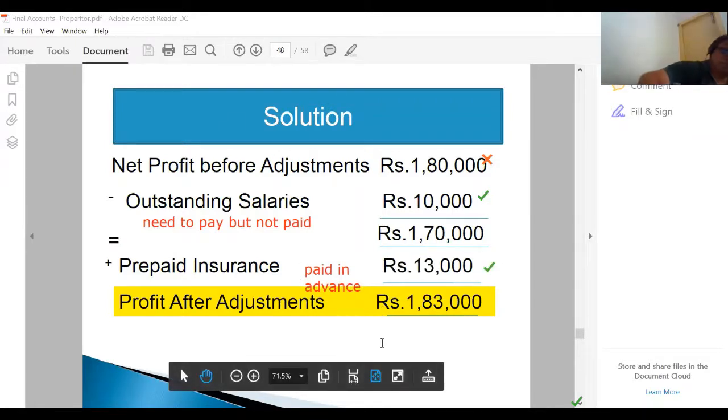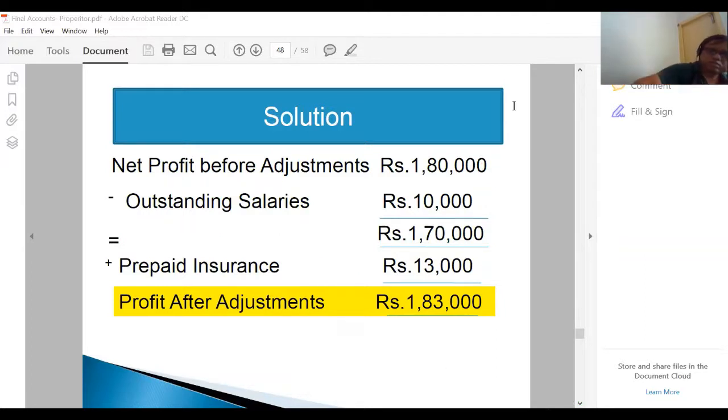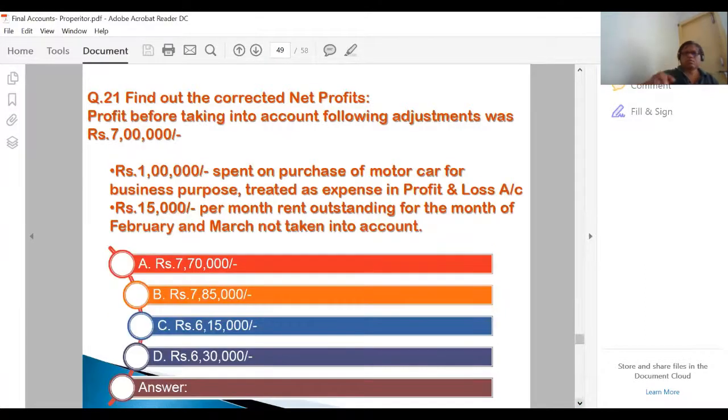Okay, this is what it is. Can you go through this? Question number 21.